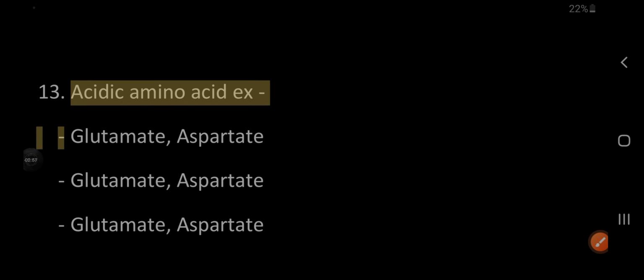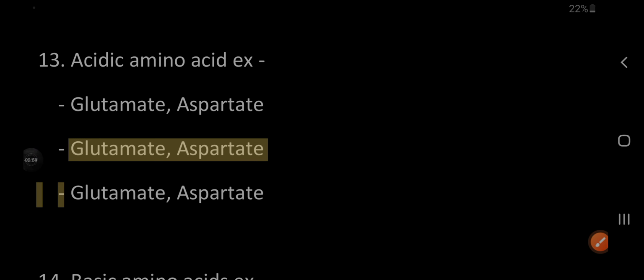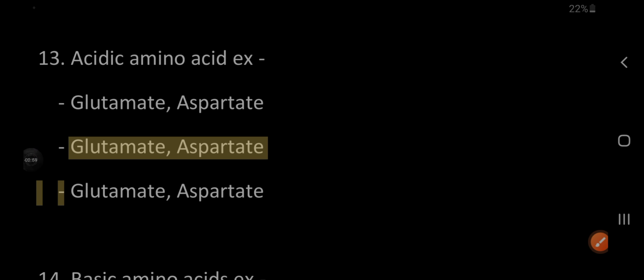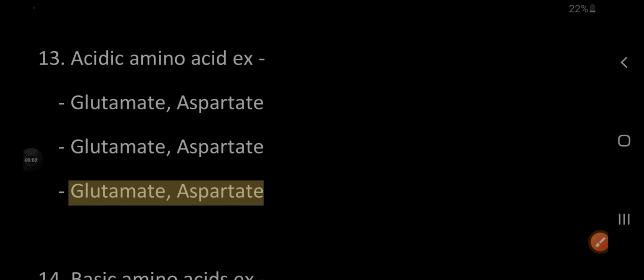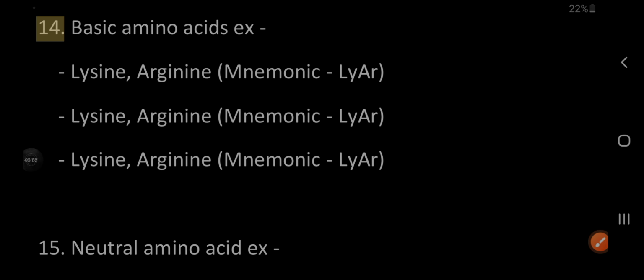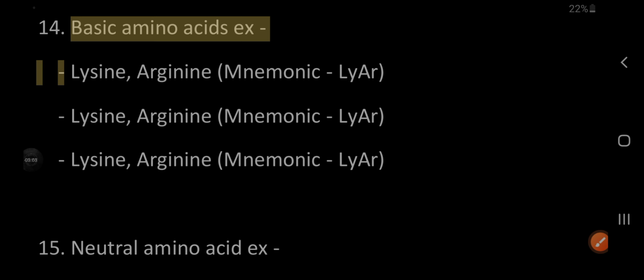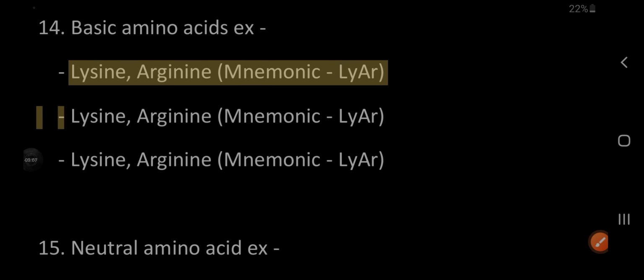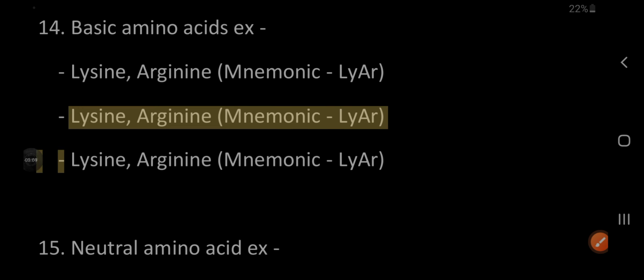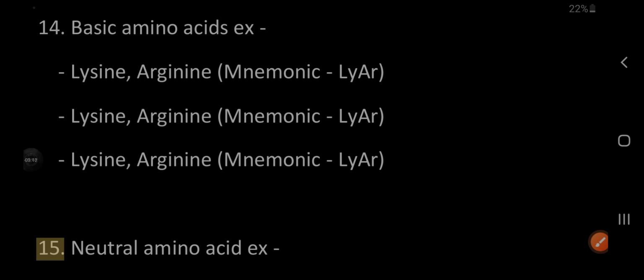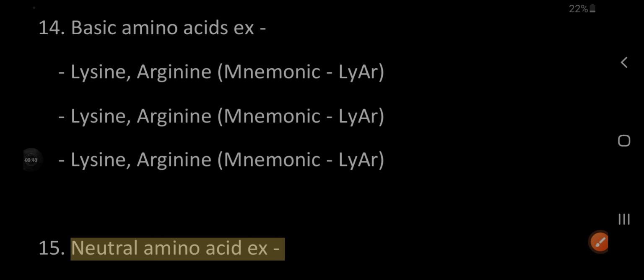13. Acidic amino acids: glutamate, aspartate. 14. Basic amino acids: lysine, arginine. 15. Neutral amino acids: valine, glycine, alanine, leucine, isoleucine. Mnemonic: VGALI.